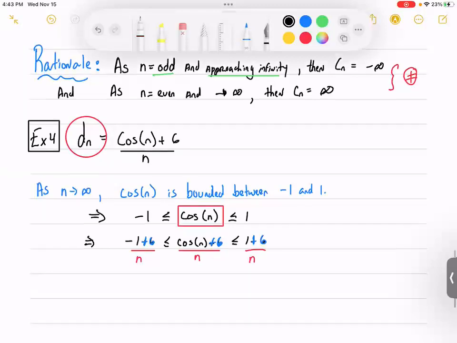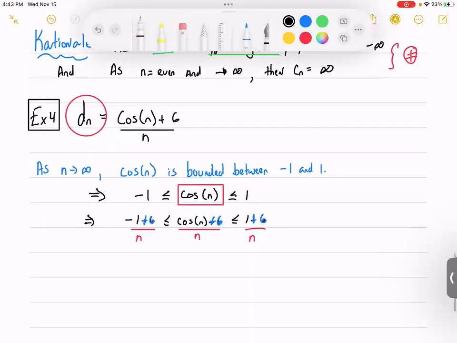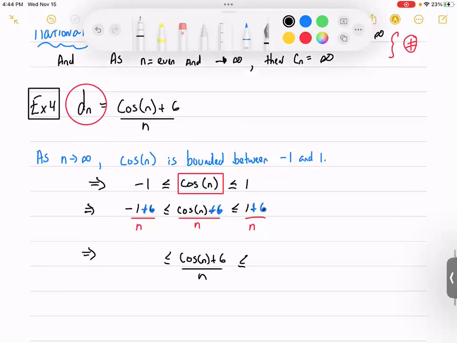Okay, now let's just rewrite this. What we have now is that the middle given sequence is essentially trapped by two other sequences. The first one will be -1 plus 6, which is 5, so this will be 5 over n. And the last one will be 7 over n. Okay, so what I can do is apply the squeeze theorem.